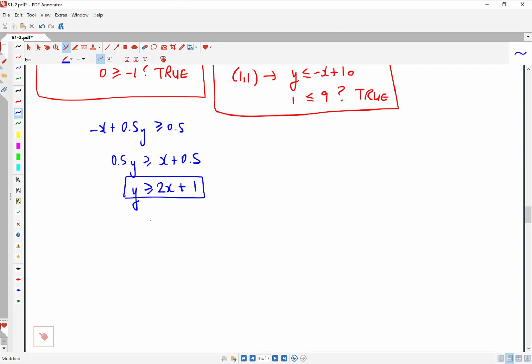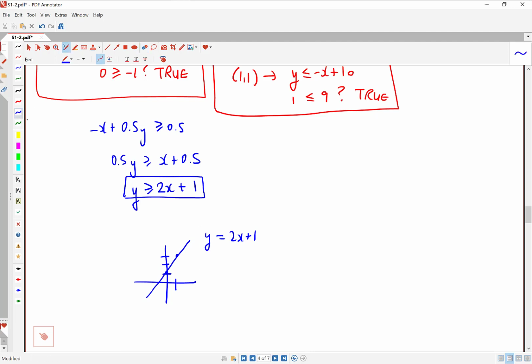What we're going to do now is just graph the associated line. So let's graph y equal 2x plus 1. That's going to have a y-intercept of 1, and it's got a slope of 2. As you take a step to the right, y is going up by 2 units. So there's our line. I'll label that right on our sketch, y equal 2x plus 1. Now we just need to decide which way the inequality is going. Is it going up and left, or is it going down and right?